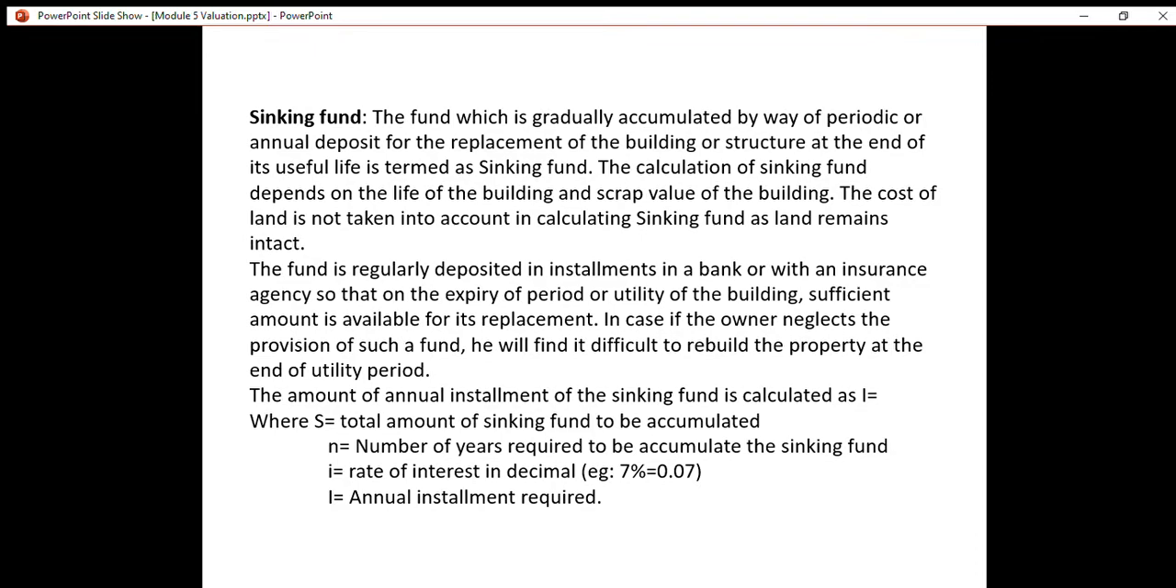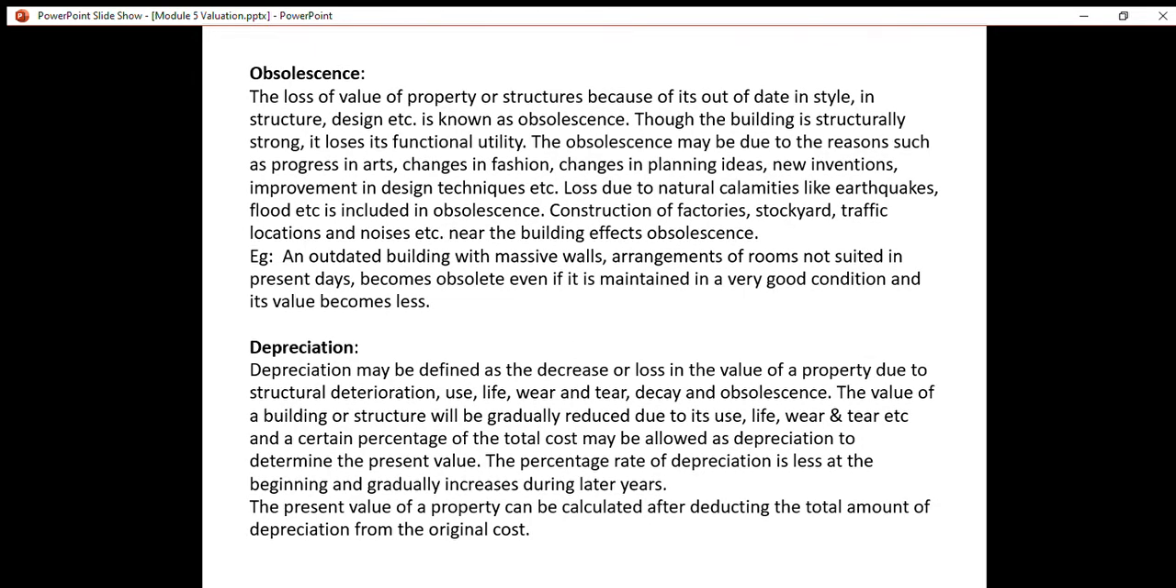Obsolescence. The loss of value of property or structure because of its being out of date in style, in design, etc. is known as obsolescence. For example, these days we like to have big bedroom with attached bath in our house and hall, kitchen, dining being attached, and also we look for vastu. If the house is built without considering these facilities, then the house will lose its value, though it is strong.